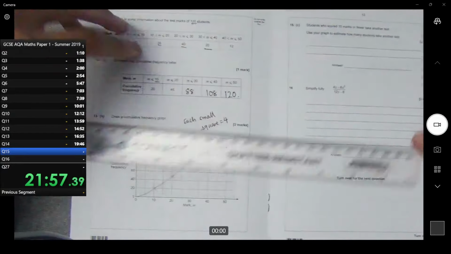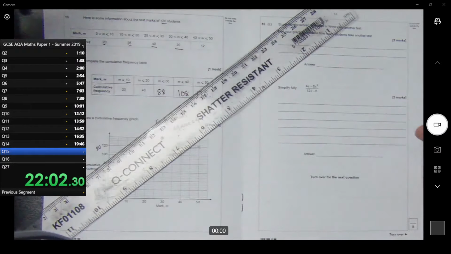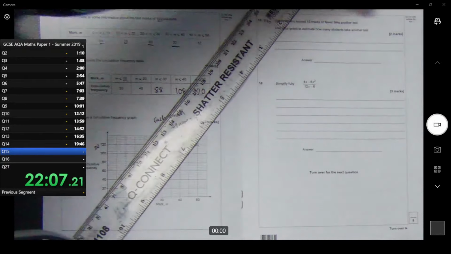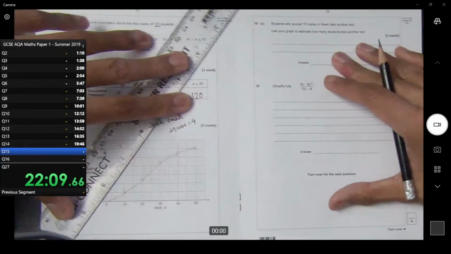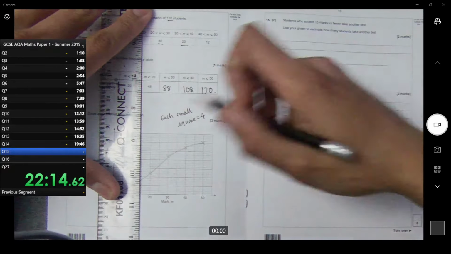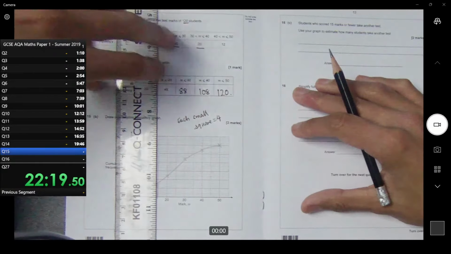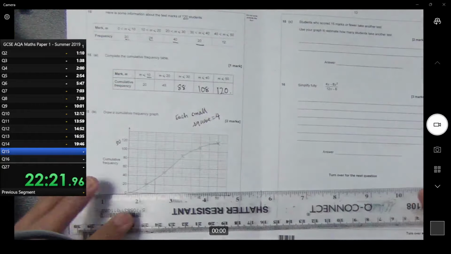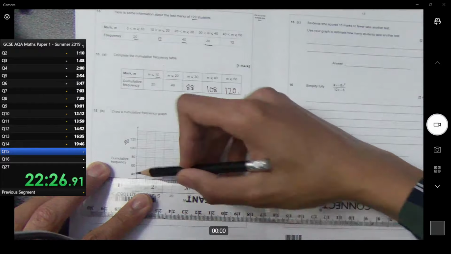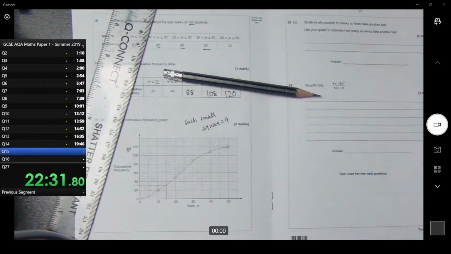Now, part C. Students who scored 15 marks or fewer take another test. Okay. So use the graph to estimate how many students take another test. We'll go back and we'll go with 15 marks. And we'll draw a line up here, and then draw a line across. We get very nicely to 3 squares above 20, which would be 32 marks. Or 32 people.